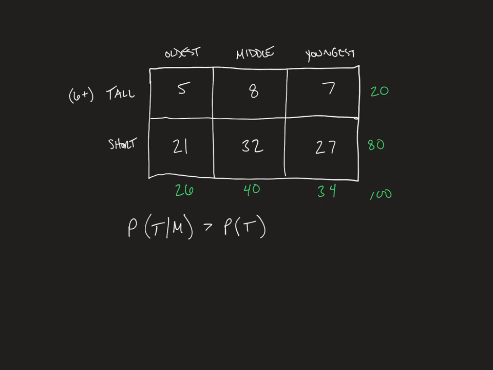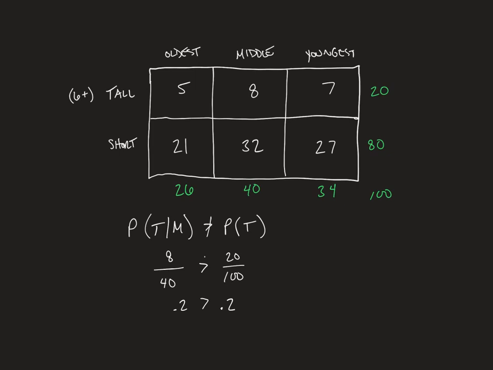To calculate the probability of someone being tall given that they're a middle child, my denominator is going to be the number of middle children, which there are 40. And of those middle children, 8 of them are tall. And then what's the probability of just picking a tall person in general? Well, there are 20 tall people out of 100 total people in the population. So 8 out of 40, if you divide there, you'll get 0.2. And 20 out of 100 is also 0.2.